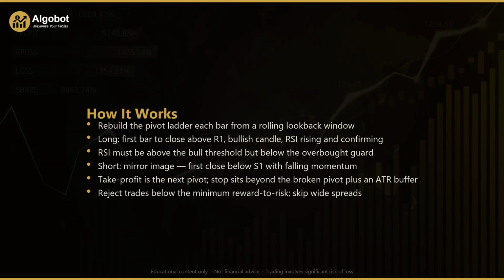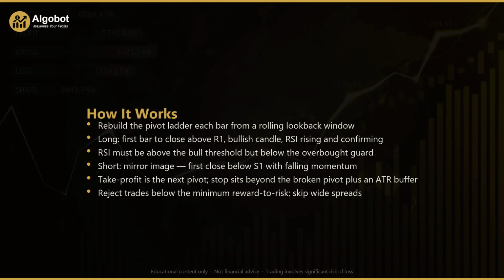The strategy detects a long opportunity when the bar that just closed is the first to close above R1, meaning the previous bar was still at or below that level. On its own, that's just a break. So three more conditions must agree. The breakout candle must be bullish, closing above its open. The RSI must be above its bullish threshold, 55 by default, signaling momentum is present. And RSI must be reading higher than it did one bar earlier, confirming that momentum is still rising.